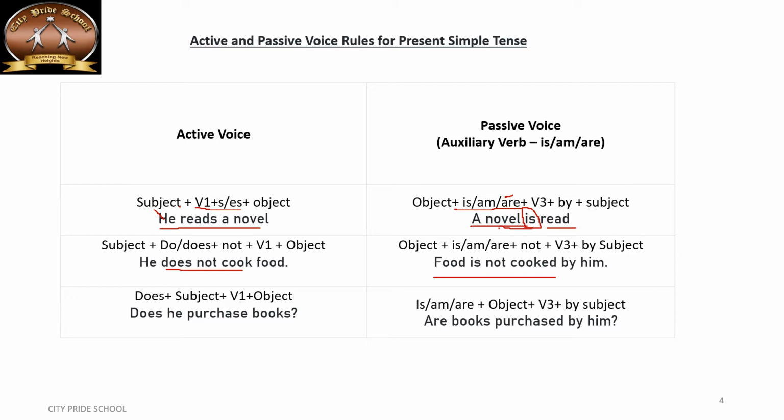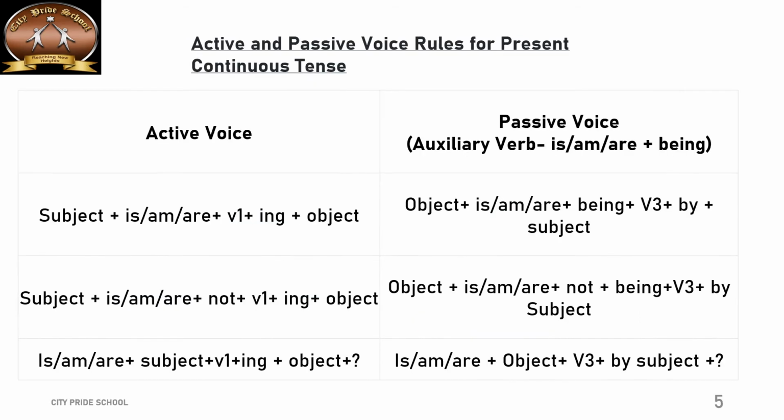And if it is in the interrogative form, does he purchase books? Are the books purchased by him? Now see, here we have used "are" because the noun "books" that follows is in plural form.